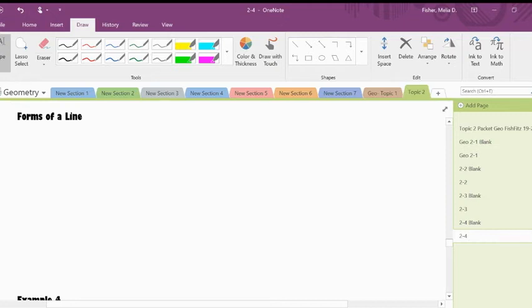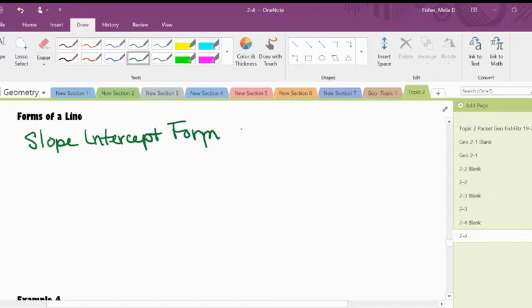To get started on 2-4 example 4, we need to review the different forms of a line. Hopefully you can remember slope-intercept form. You learned this back in middle school and hopefully can still recall. Slope-intercept form is y equals mx plus b, where m was your slope and b was your y-intercept.